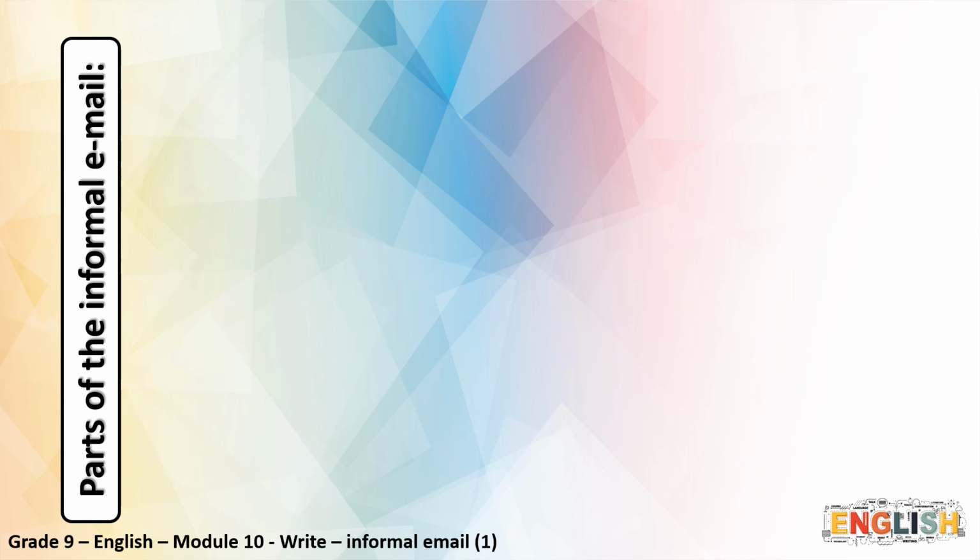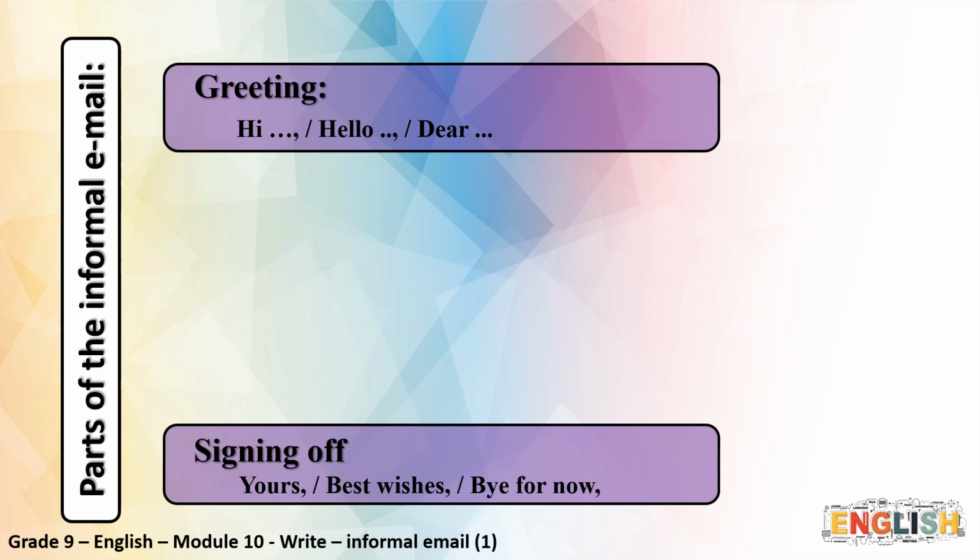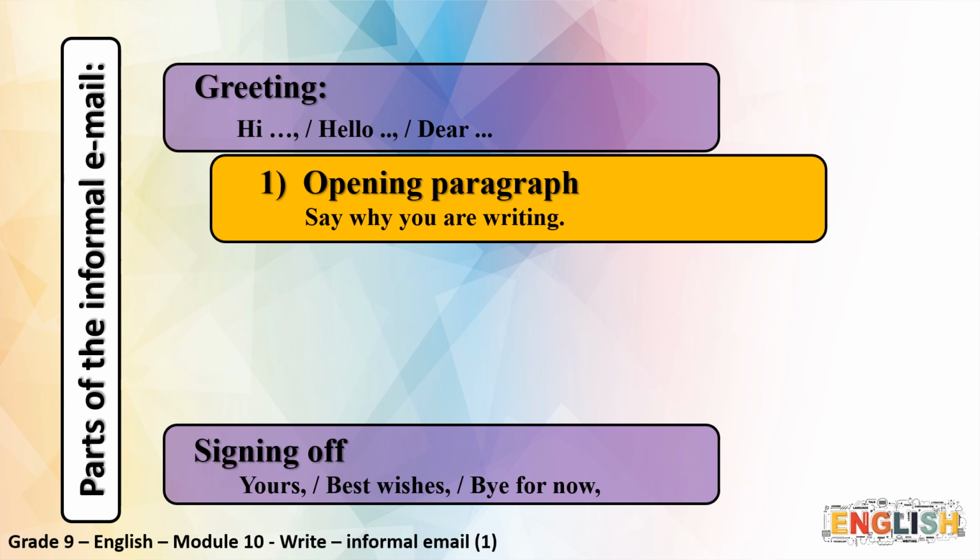Dear students, now let's have a look at the 5 parts of the informal email. And we will start with greeting and signing off. In the greeting, we can say hi, hello, or dear. Then we write the name of the person we are writing the email to. While in the signing off, we can write yours, best wishes, or bye for now, and then you write your name at the bottom. While in the middle, we have 3 paragraphs.